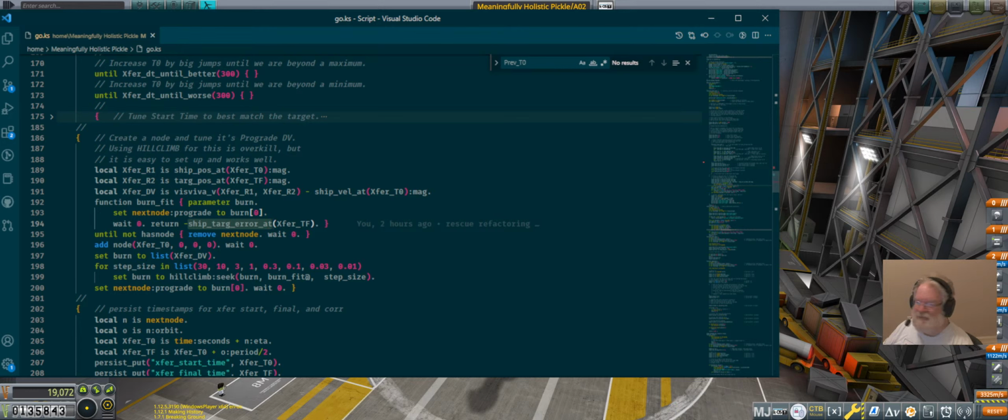But that means we're going to have a correction burn. We can fix a lot of stuff in the correction burn, so let's just do the simple thing here. Our first burn is going to be a pure prograde or retrograde burn, so we just tune the prograde.